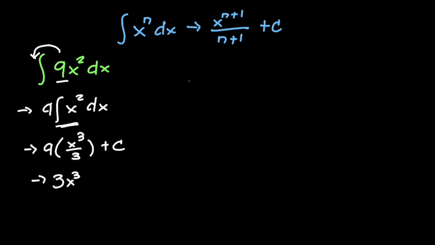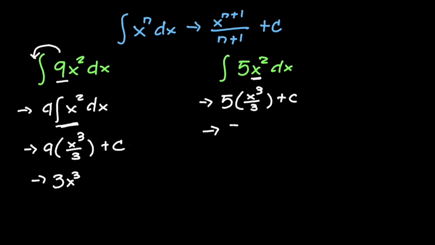But you can also, if you want to save time, for example, you have 5x squared dx here. You can just solve this wholly, so you will get the integration of 5x squared will be 5 multiplied by the integration of x squared, which will be x cubed over 3 plus c. Final answer here will be 5x cubed over 3 plus c. So in any case, just ignore the coefficient first and focus on the x value.